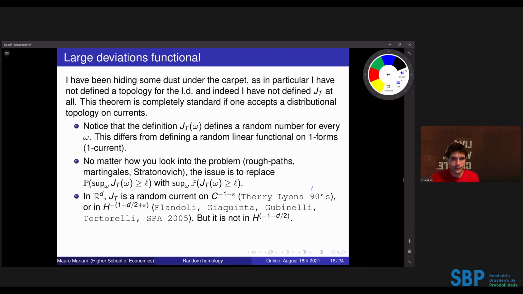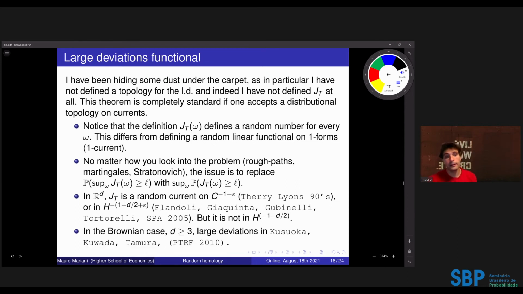The content of this paper by Flandoli and others is mostly about removing the epsilon. For C^(-1), I think it's not really known, but J_T doesn't act continuously, in some sense, on H^(-1-d/2). You can define the supremum over omega in H^(1+d/2+epsilon) of J_T of omega, plus epsilon derivative bounded in L2, then it's okay. And here it's not okay. Beyond the definition, the estimate you need is quantitative; it's not just about general things. In the Brownian case, they need d bigger than or equal to 3.